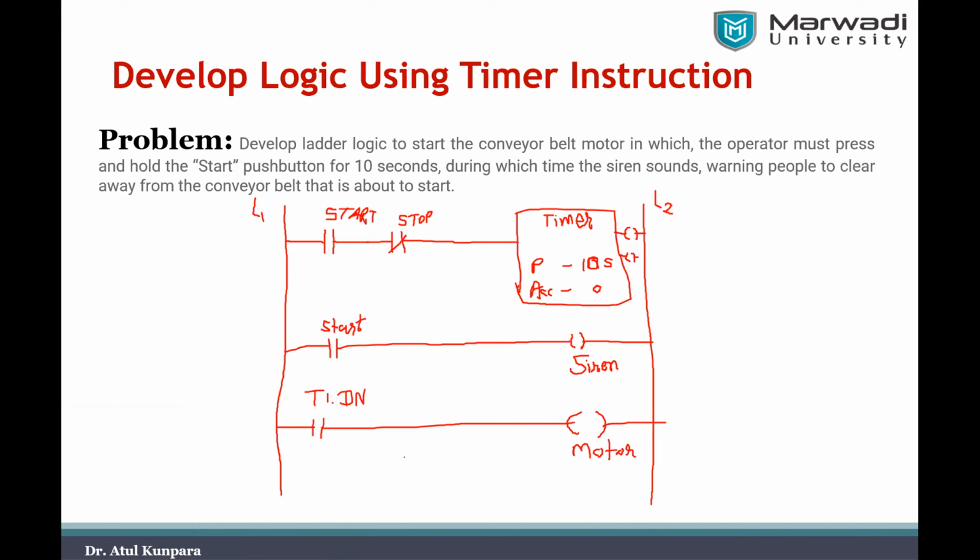But at the same time, I have to apply that done bit in parallel with your start button in the first rung. There also you have to use the timer T1.done, so that after the timer done happens, your start push button will be latched. Even after you remove your hand from the start button, your timer will remain enabled until you press the stop button, so your done bit will remain on. That's why your motor will remain on. So this is how you can develop the logic for this problem.